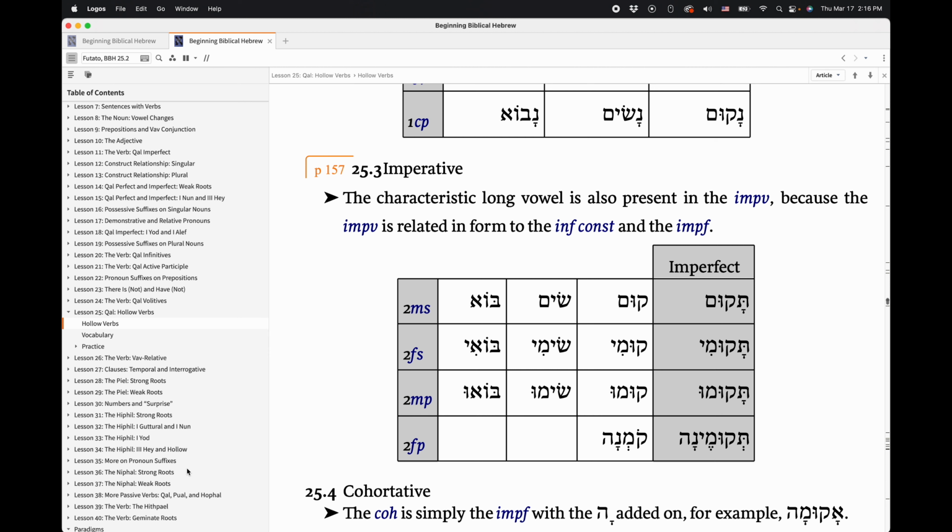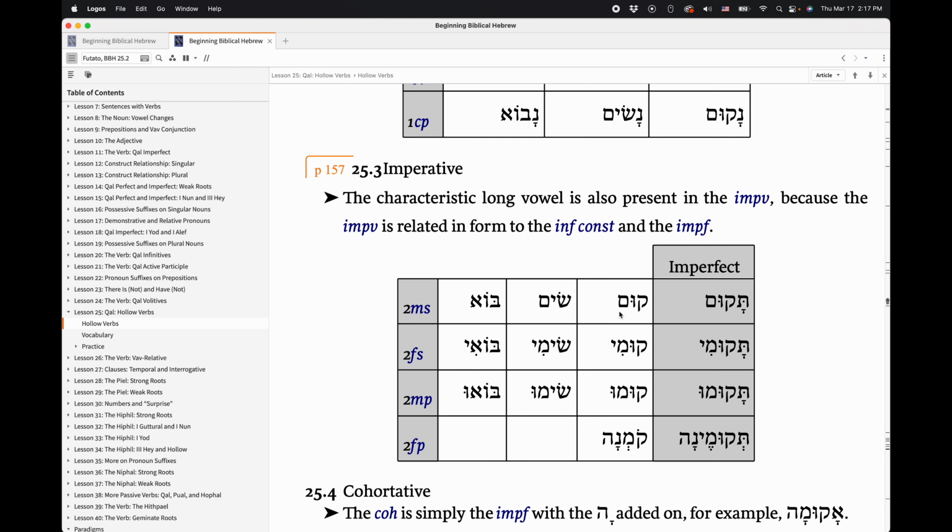Lesson 35, more pronoun suffixes. We'll learn that you can actually put these pronoun suffixes that we've put on nouns to make them possessive. We've put them on prepositions to designate the object of the preposition. We can also put these on verbs and on infinitives. And on an infinitive, it can mark the object of the infinitive or the subject of the infinitive.